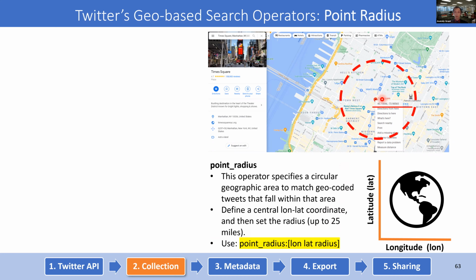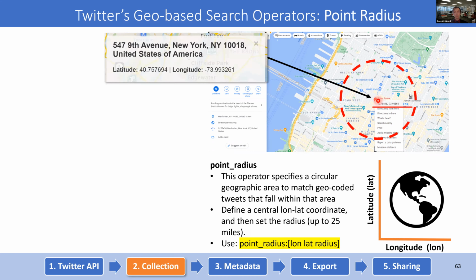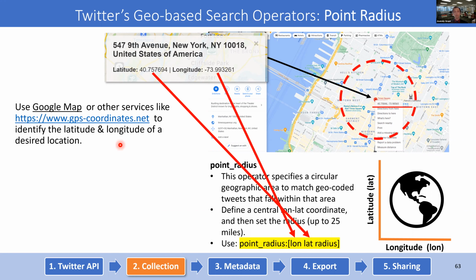So this is an example. Let's say you want to have geocoded tweets posted around Times Square. What you want to do first is to identify the coordinates for the center of that circle. You can use something like Google Maps or other platforms like the GPS-coordinates.net website. There are a number of them, but I think Google Maps is easier to use. So you identify a dot at the center of the circle on that map.